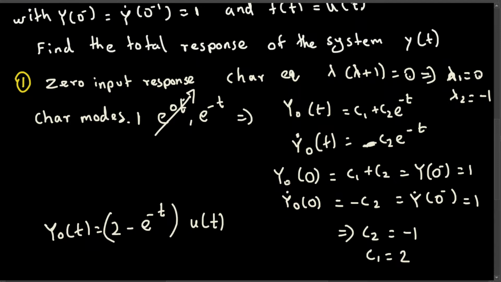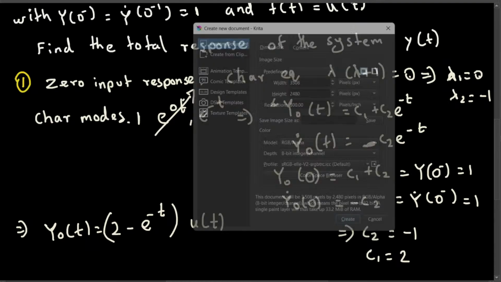So this is what we get. This is our c1, this is the equation: c1 times e^0 plus c2 e^(-t). We solve for c1 and c2 and apply them in this equation, and we got this one. This is the zero input response. The next thing we have to find is the impulse response. I'm going to go to a new page and do that.